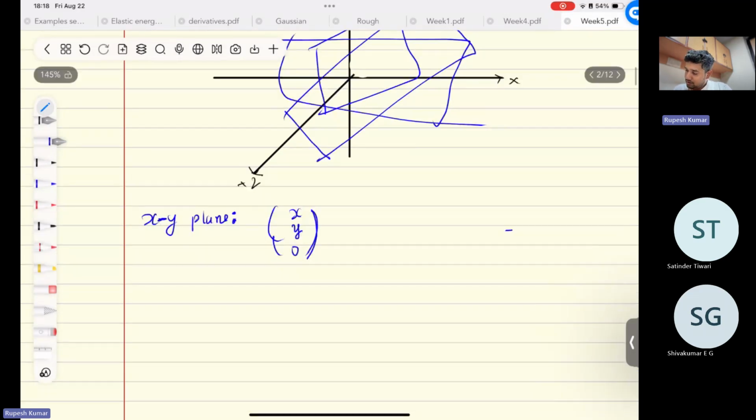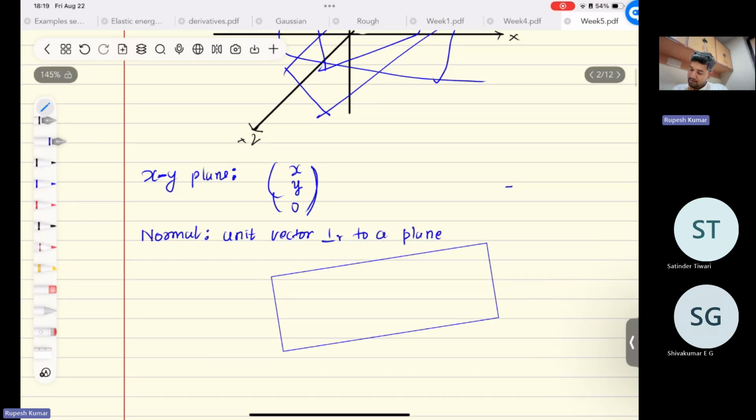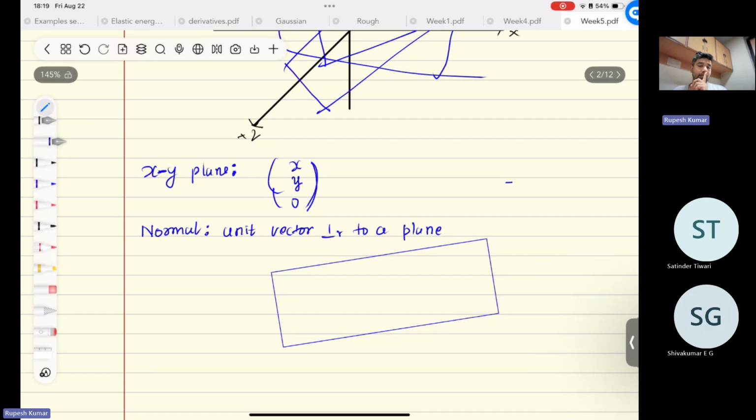For representing a plane, you must have seen that we use the definition of a normal. So what is the normal? The normal is essentially a unit vector perpendicular to a plane. How do we parameterize a plane? Let's say this is a two-dimensional plane in 3D space. Then there will be two directions that are perpendicular to this plane. One is this direction that is essentially coming out.